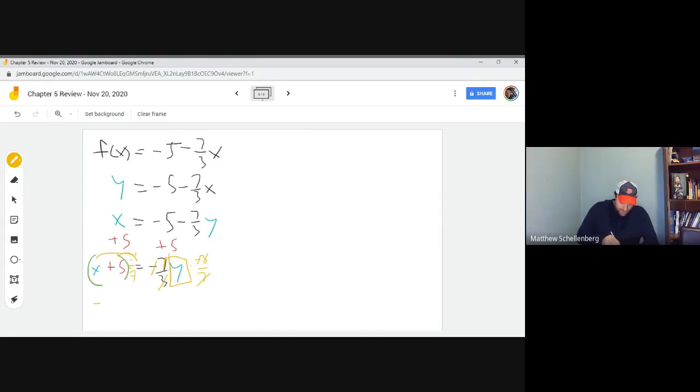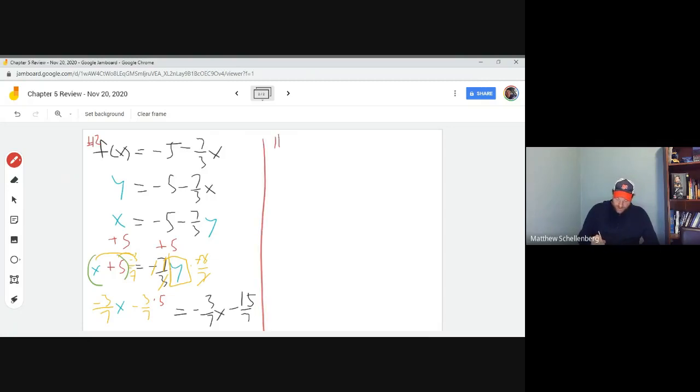So again, this gets distributed to both. So we have negative 3 over 7x plus negative 3 over 7 times 5. Which is negative 3 over 7 times x minus 15 over 7. And that is the inverse of that function. That was number 2.